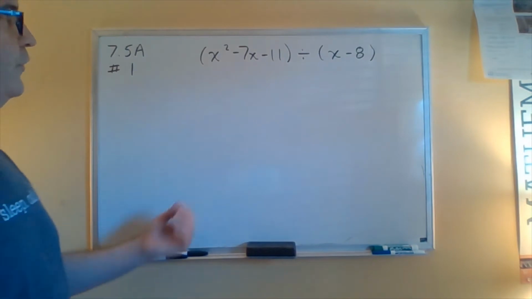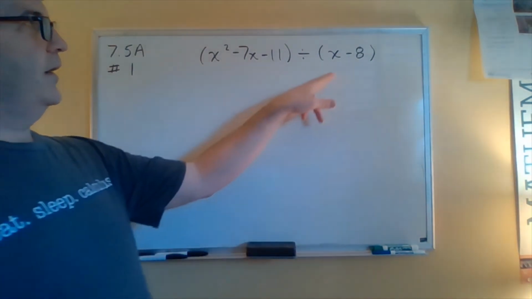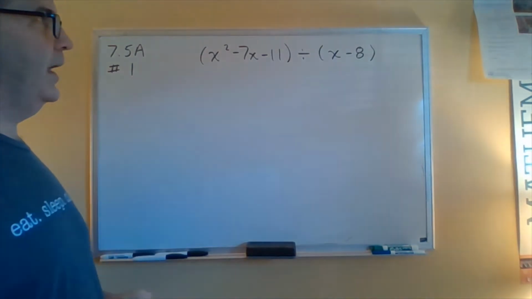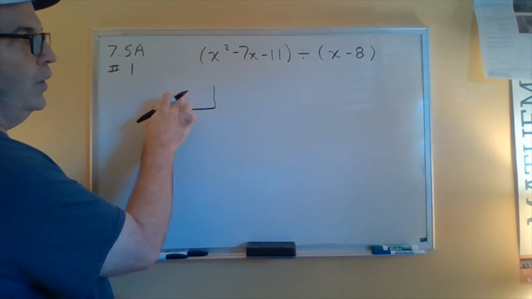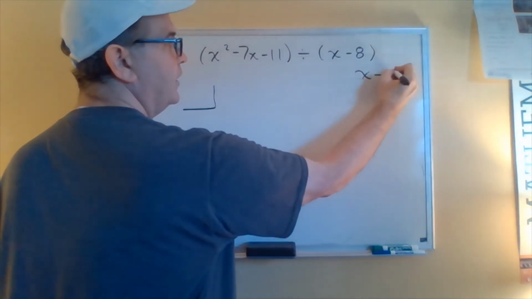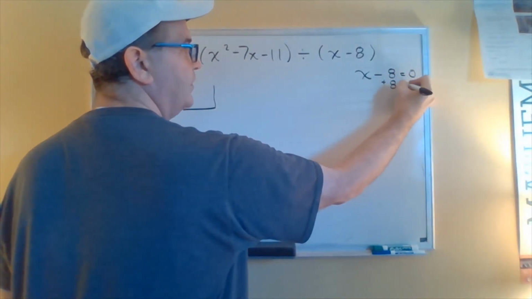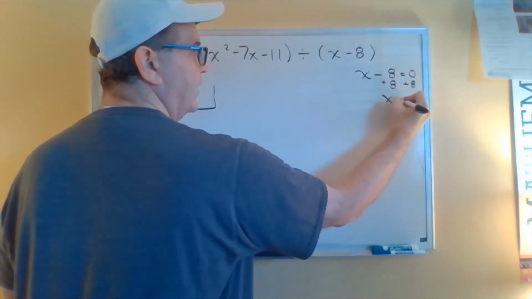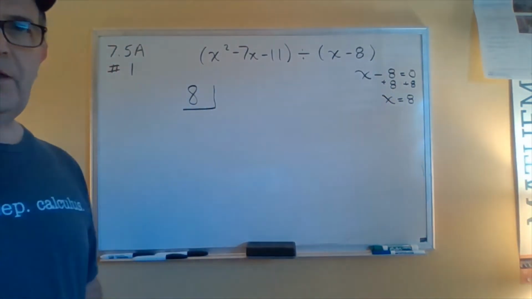Number 1, we're asked to divide the trinomial x squared minus 7x minus 11 by our divisor of x minus 8. So for synthetic division, we draw our little box over here. What goes inside our box? Well, we just set our divisor equal to 0 to find out. If x minus 8 equals 0, add 8 to both sides, and you get x equals 8. And that's what will go right here in that box.